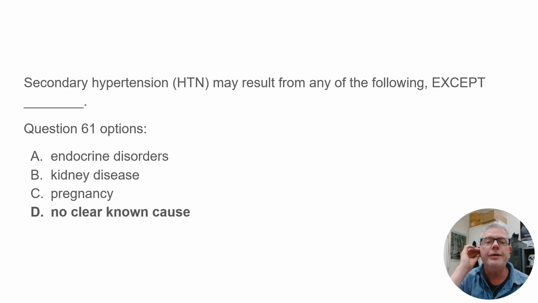Okay, so moving on. Secondary hypertension may result from any of the following except, and the answer is D, no known clear cause. When you have hypertension of no known clear cause, then we call that essential hypertension, which accounts for probably about 90% of all hypertensive cases. They can control it, they just can't figure out what's causing it.